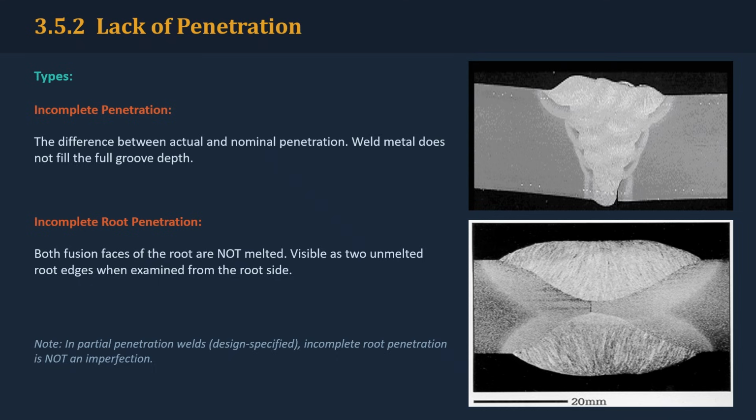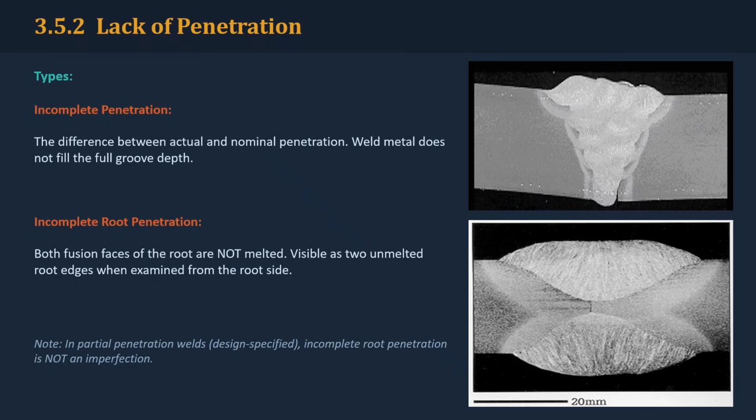That is different from lack of root fusion, where the weld metal may have reached the root region but failed to form the required bond. There is another important point on this slide. If a joint is intentionally designed as a partial penetration weld, the portion that is not filled is not automatically an imperfection. The design requirement determines what penetration is required.